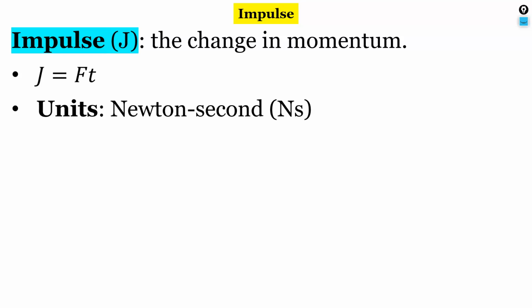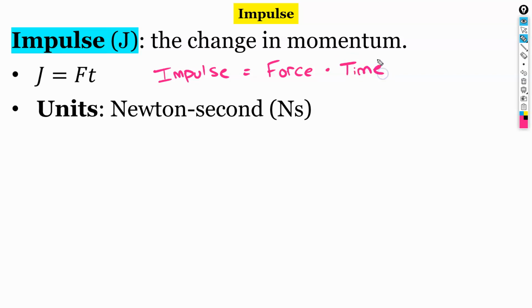So impulse is just the change in momentum. We use the letter J to represent impulse. And the formula for impulse is just J equals Ft. So impulse equals the force times the time. And we use the units Newton seconds for impulse.